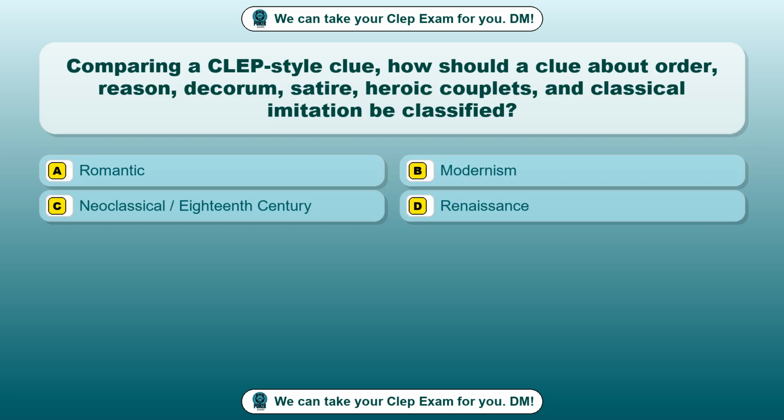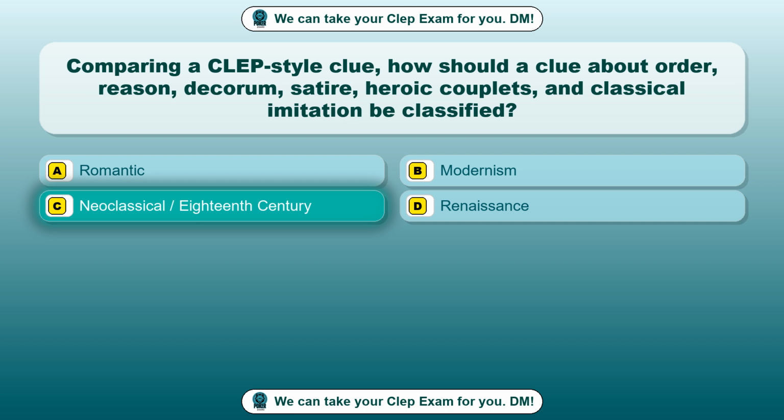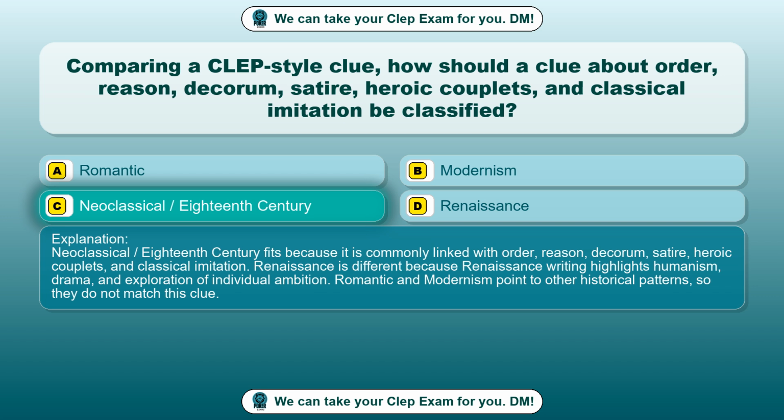Question 71. Comparing a CLEP-style clue, how should a clue about order, reason, decorum, satire, heroic couplets, and classical imitation be classified? Option A, Romantic. Option B, Modernism. Option C, Neoclassical/18th century. Option D, Renaissance. The correct answer is option C, Neoclassical/18th century. Neoclassical/18th century fits because it is commonly linked with order, reason, decorum, satire, heroic couplets, and classical imitation. Renaissance is different because Renaissance writing highlights humanism, drama, and exploration of individual ambition. Romantic and modernism point to other historical patterns, so they do not match this clue.